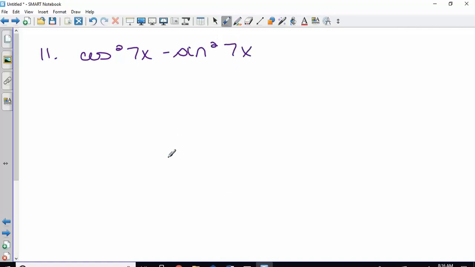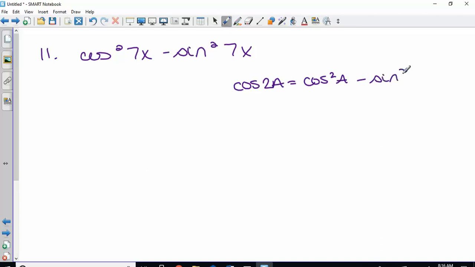Okay, so if I'm on the test and I'm looking at these, 7x, that's not even an actual angle I can evaluate. So I know I'm not going to get a single number answer. I'm looking at my formula sheet. I have a cosine squared minus a sine squared. Does that look like any of your formulas?